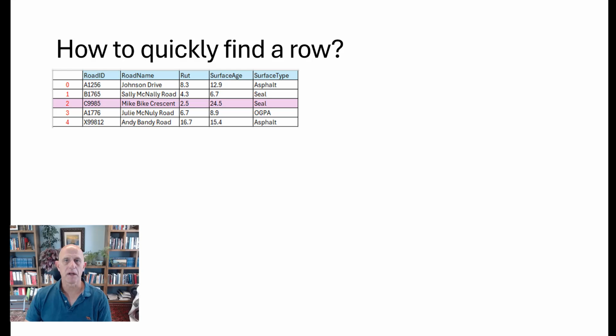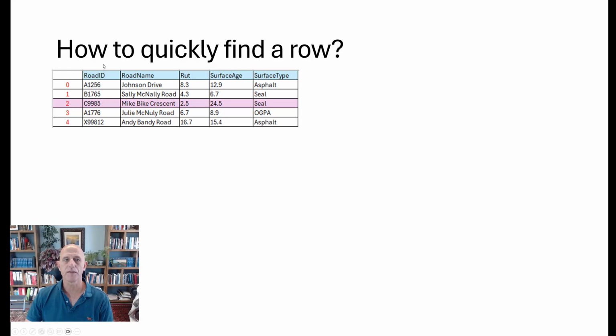The problem, however, if you use a list to hold your data like that, is how do you quickly find a row? We showed in one of the previous videos that a list can only be accessed by using the element index, like this number on the side here, to get a specific row.